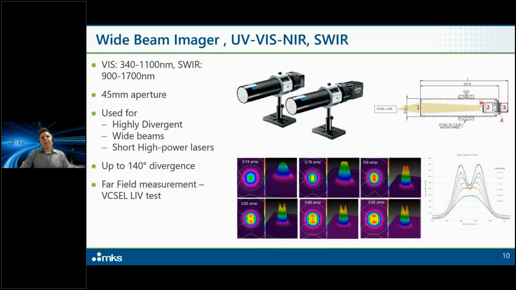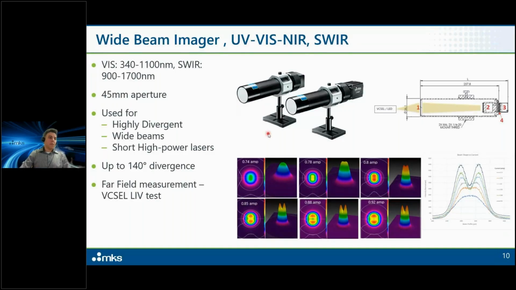Inside we have some CCTV lens that is focused on that diffusive screen, and of course a calibrated beam profiling camera. Then we impinge a divergent beam, like a diode, on that diffuser, and we can observe it and calculate the divergence and other parameters. The aperture is 45 millimeters, and it can measure divergence angles, a full angle, of up to 140 degrees.